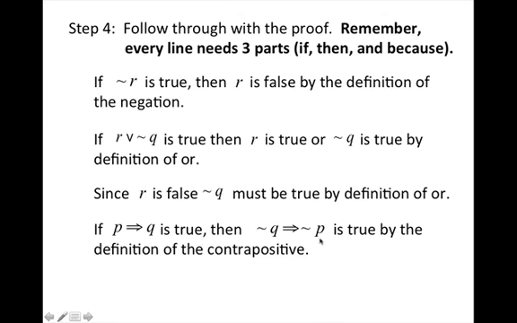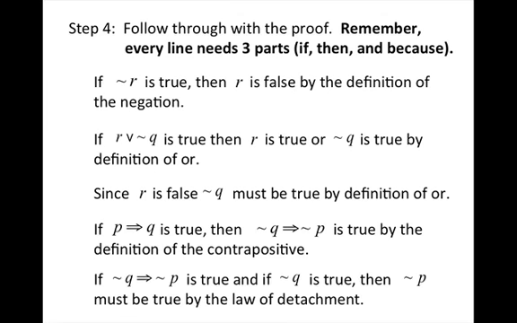Now that I'm told the contrapositive is true and the hypothesis, the not Q, is true, I can conclude that not P is true from the law of detachment. So if not Q implies not P is true, and if not Q is true, then not P must be true by the law of detachment. I was trying to prove not P is true, and I've done that, so step 4 is finished.